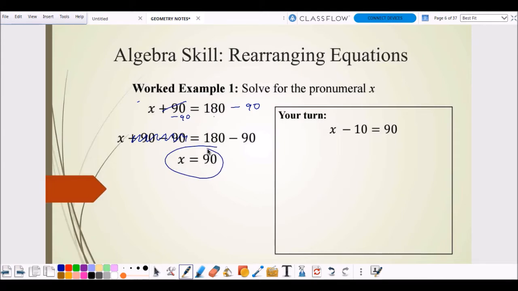Alright, see if you guys can do this on your own, rearranging this one. So I want you to make x by itself. What are you going to move here to make x on its own? So you've got to rearrange it, make x by itself, or isolate x. Okay, so that's a minus 10. So if you move it to the other side, what does it become? Alright, so solve that equation for me.